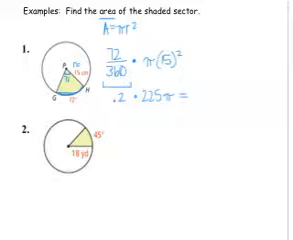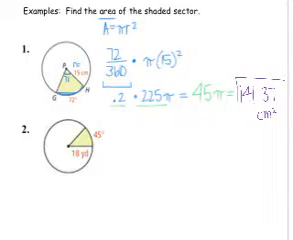So what I'm going to do is multiply 0.2 times 225, and that gives me 45 pi. So the area of the sector is 45 pi, and then I'm going to take 45 and multiply it by pi, and that gives me 141.37, and it's measured in centimeters squared.